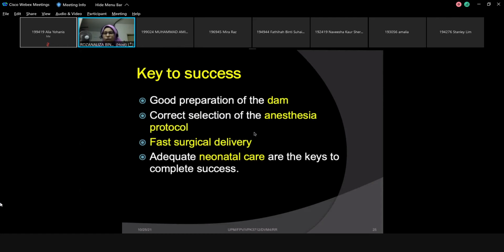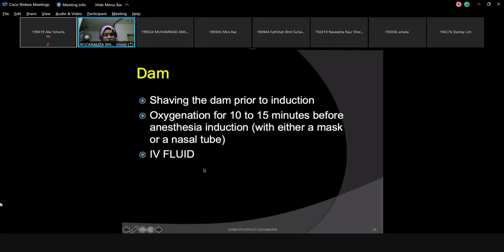Okay, so the key to success is that you need to prepare the dam, have the correct anesthesia protocol, fast surgery delivery, and also adequate neonatal care. For example, you can shave the dam prior to induction, pre-oxygenate, and give IV fluid.